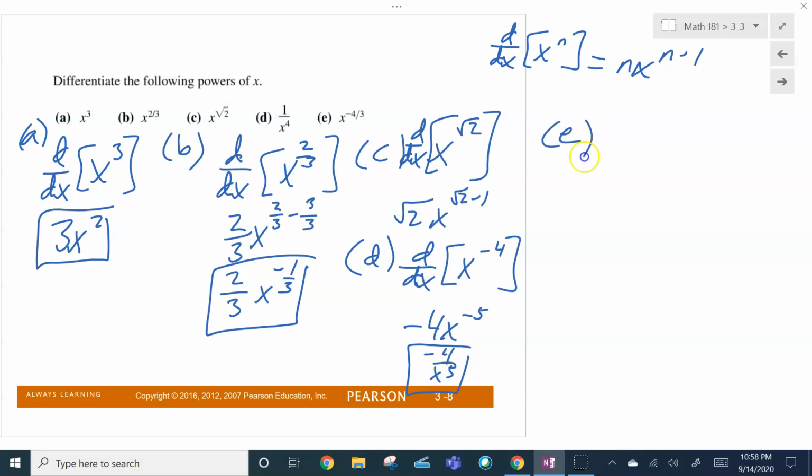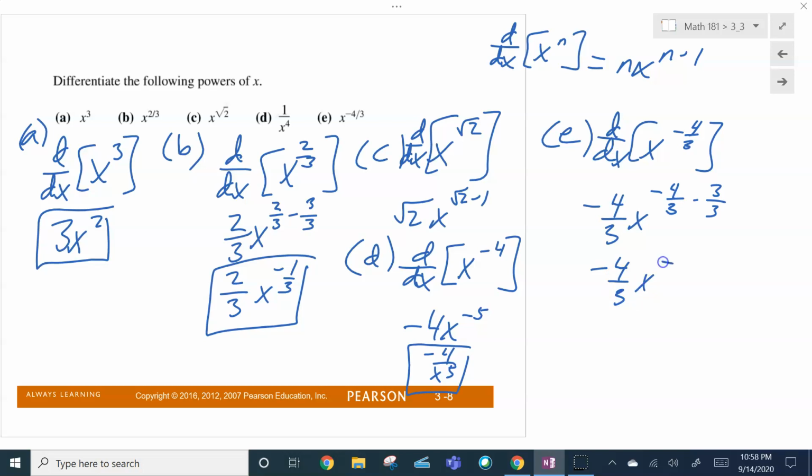And then E, we've got negative 4/3 x to the negative 4/3 minus 1. So negative 4/3 x to the negative 7/3.